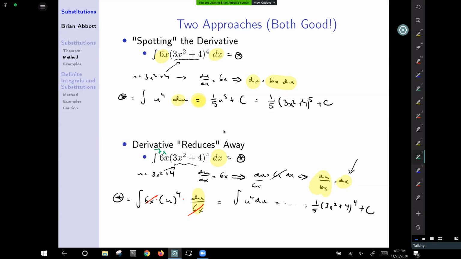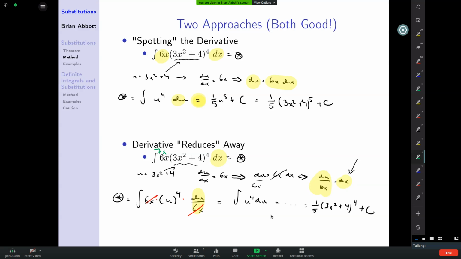So let's just leave this here, and then I'll do another example to try and convince you or show you more, or to illustrate more of why I like the derivative reducing away method a little bit better.